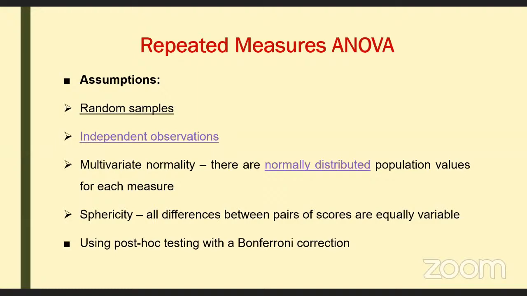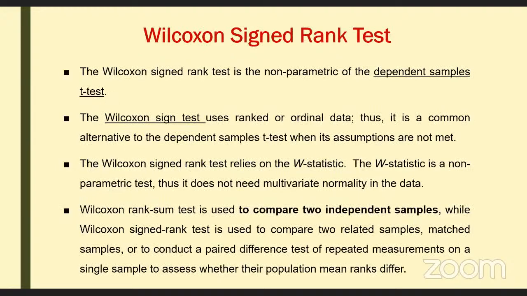Then we go for non-parametric tests. It starts from the Wilcoxon signed rank test or matched pair signed rank test. What is the Wilcoxon matched pair signed rank test? Like the dependent sample t-test, it is said that the Wilcoxon signed rank test is the non-parametric equivalent of the dependent sample t-test.